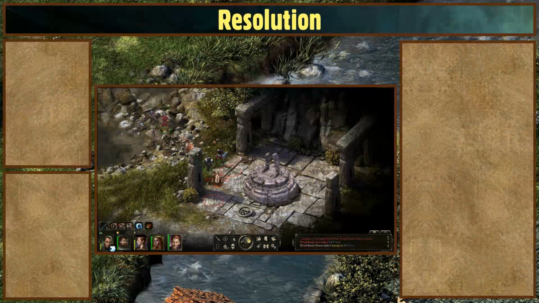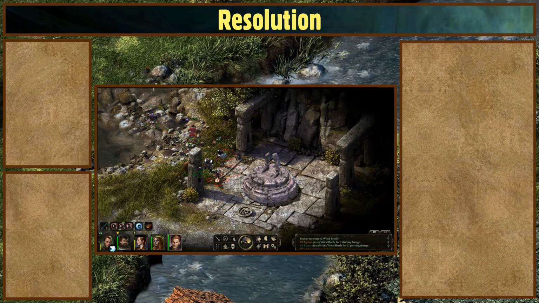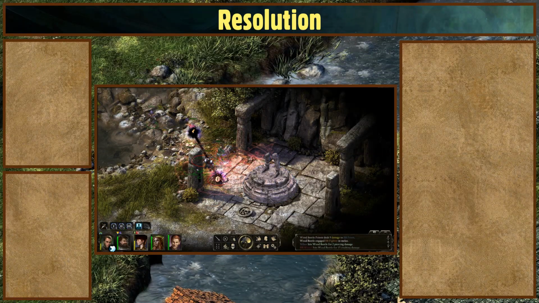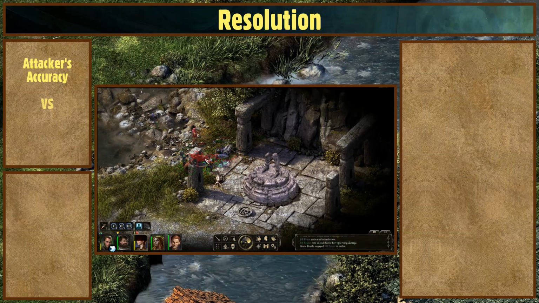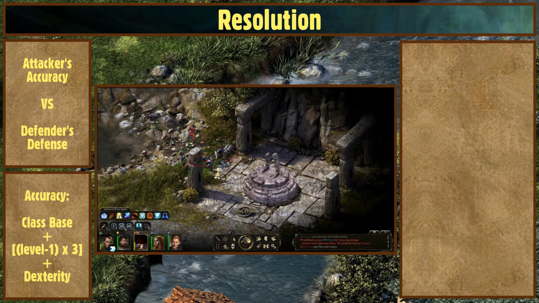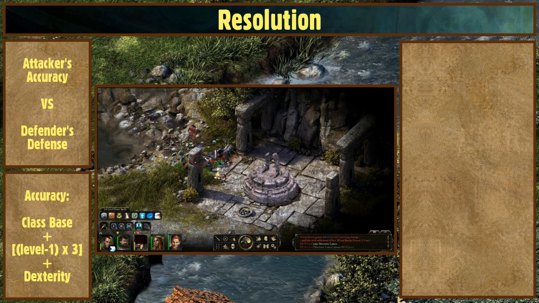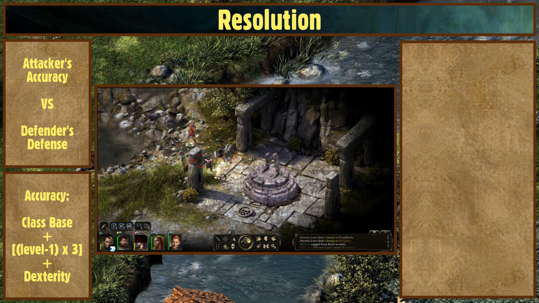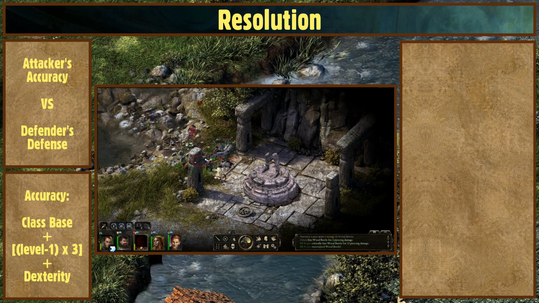Once you've performed your attack, its resolution is going to be calculated. It's a comparison between the attacker's accuracy against the defender's defense. The accuracy is based on dexterity and is calculated like so. It will impact all your attacks, whether in melee, at range, or by using spells.